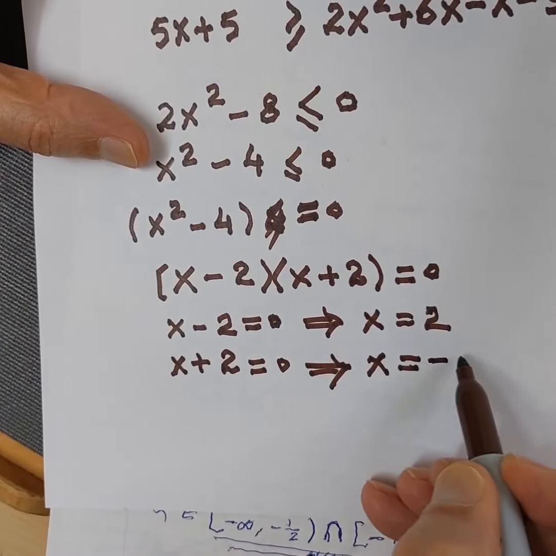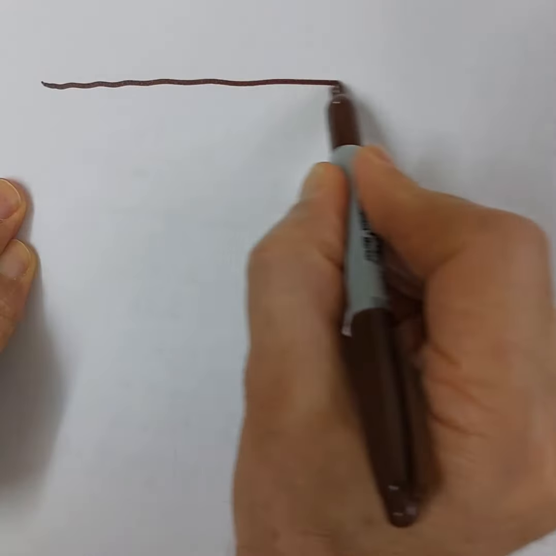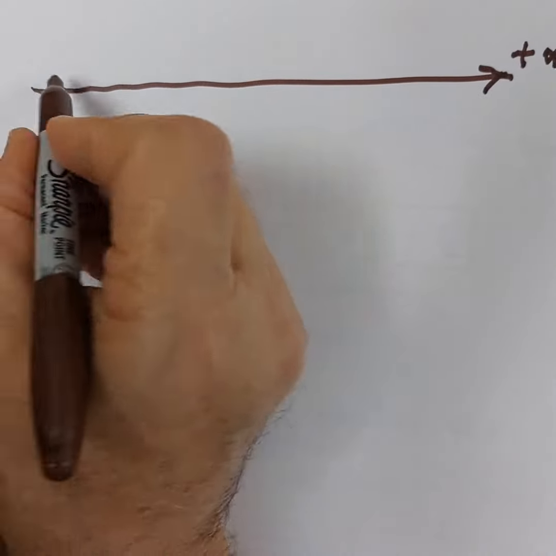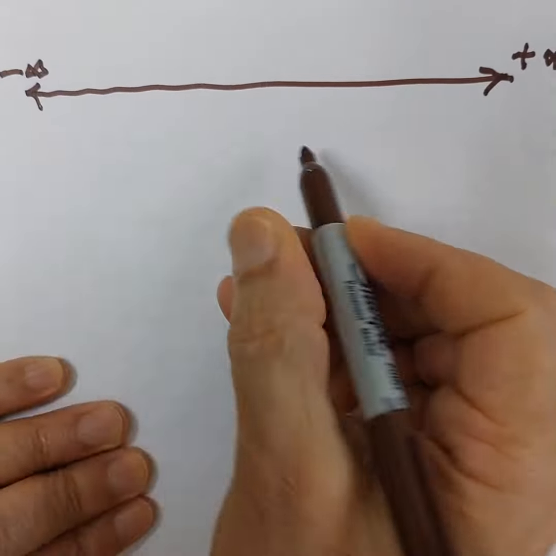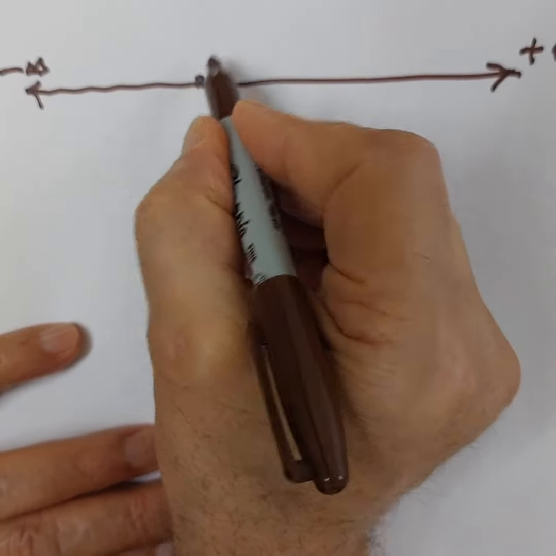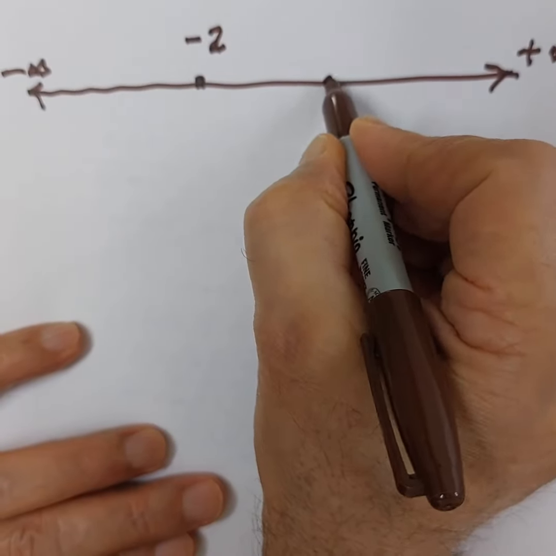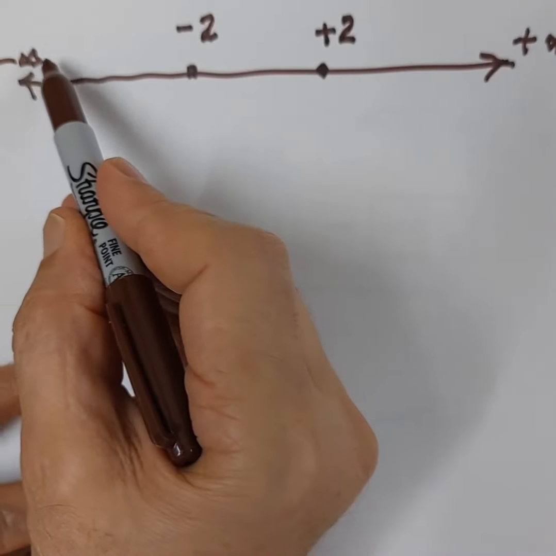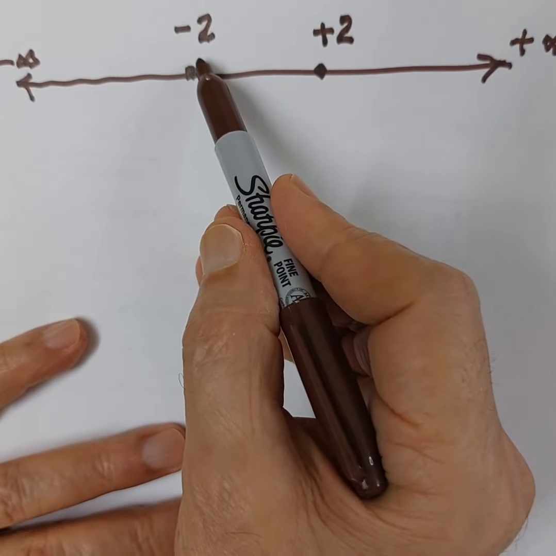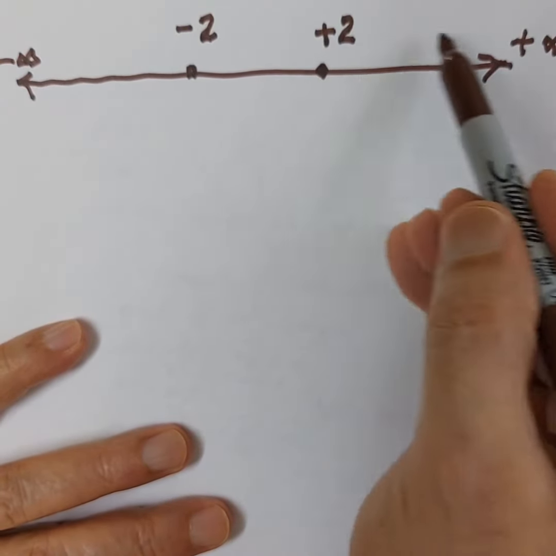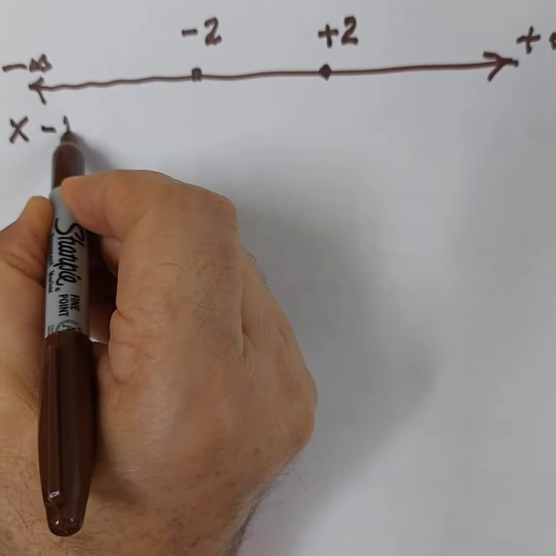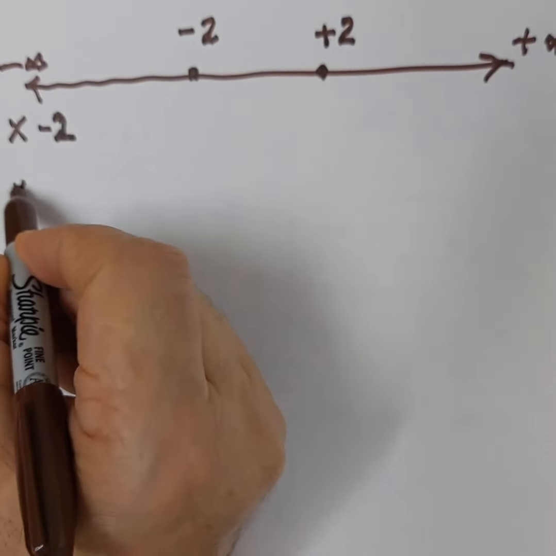So we have two numbers. I will represent them now on the real number line. Here positive infinity, here negative infinity, and the two numbers we got are negative 2 and plus 2. So the three intervals we got: first one negative infinity till minus 2, then negative 2 to plus 2, then plus 2 to plus infinity. And again we study the sign for the two factors, x minus 2 and x plus 2.